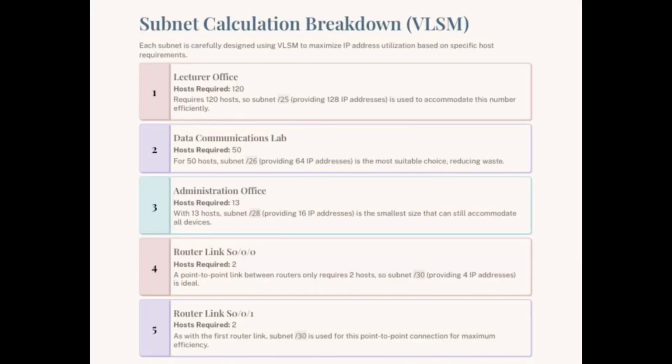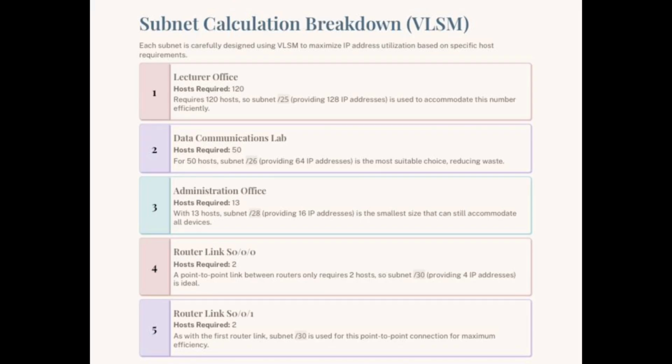Seterusnya, saya Nur Fatihah binti Musa akan menerangkan tentang subnet calculation breakdown VLSM. Each subnet is carefully designed using VLSM to maximize IP address utilization based on specific host requirements. First, lecturer office. Host required is 120. Requires 120 hosts, so subnet is using /25, providing 128 IP addresses. Is used to accommodate this number efficiently.